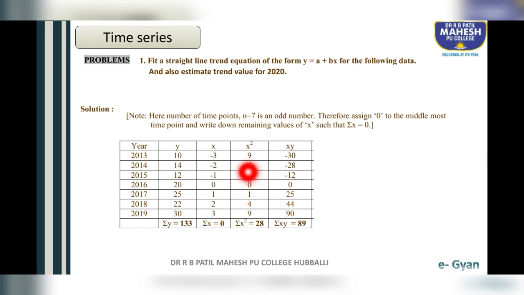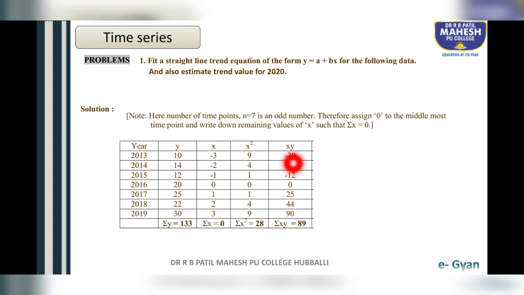So find out x square. Minus 3 whole square is 9. Minus 2 whole square is 4. Minus 1 whole square is 1. 0 as it is. 1 square is 1. 2 square is 4. 3 square is 9.